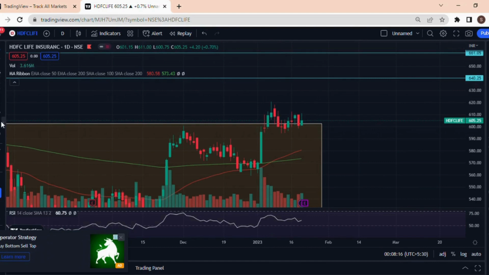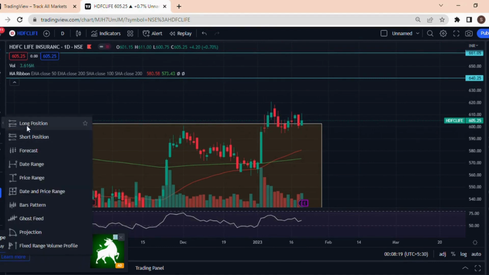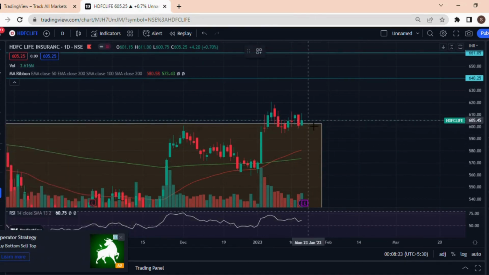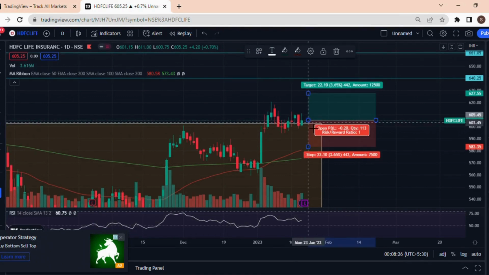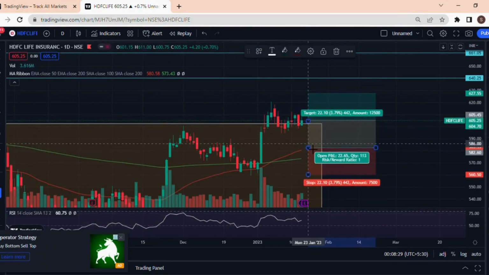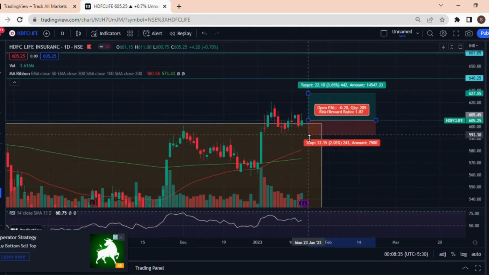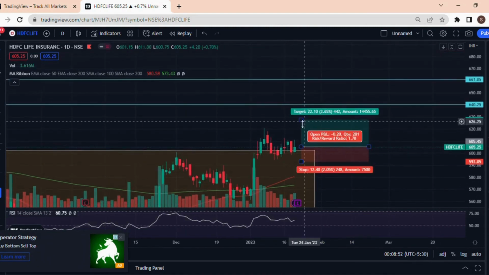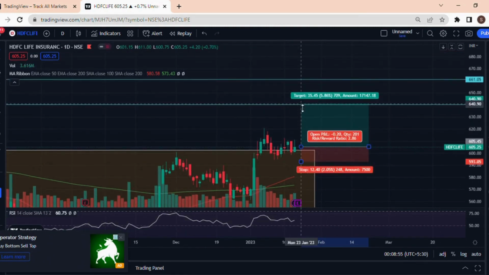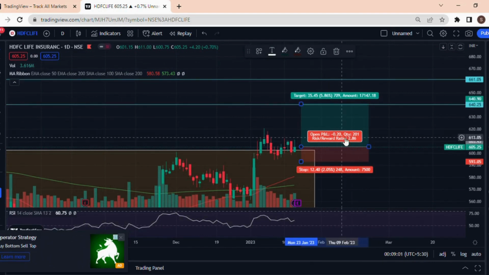So if we look at the risk reward ratio over here, if we try to enter at the current price, or whatever the opening price tomorrow, we will have a risk of around... I'll put a stop loss at around 592. Let's keep it 593.5. Okay, let's keep it 593. And on the upside, the first target would be around 640, so that would give you around 5.8% return. That comes out to be a risk reward of around 2.8.